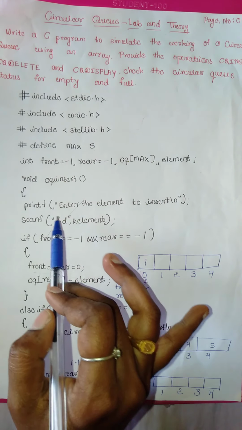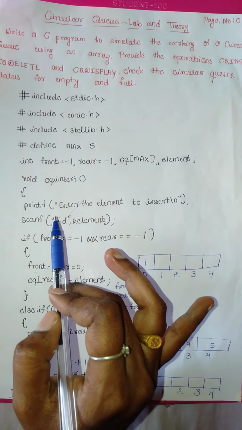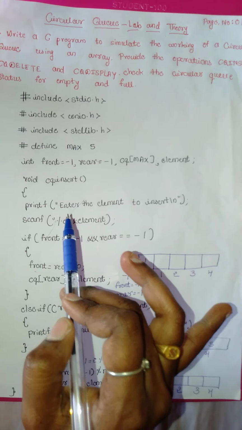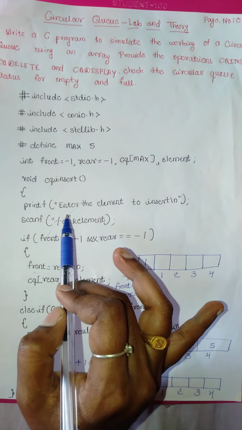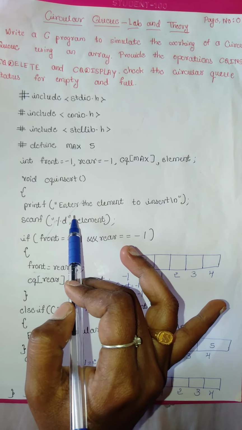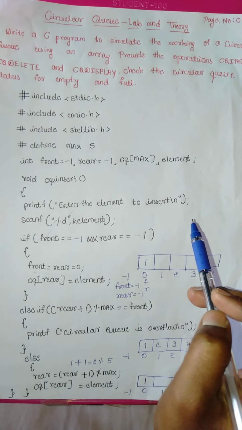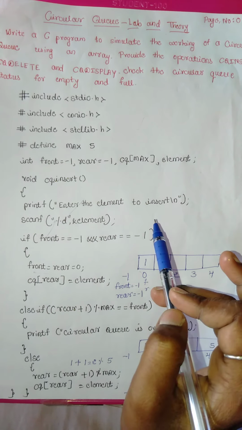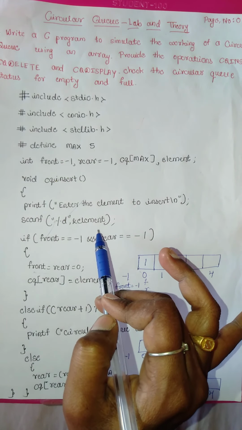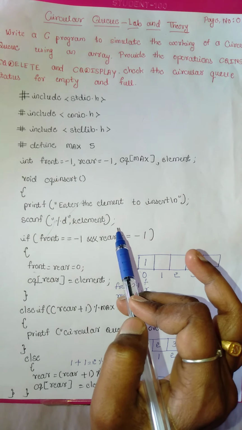Whenever I select choice number 1, that is the insertion operation. When I select choice number 1, it will ask to enter the element into the circular queue. Once it asks, we have to enter an element. After entering an element we need to check three conditions.